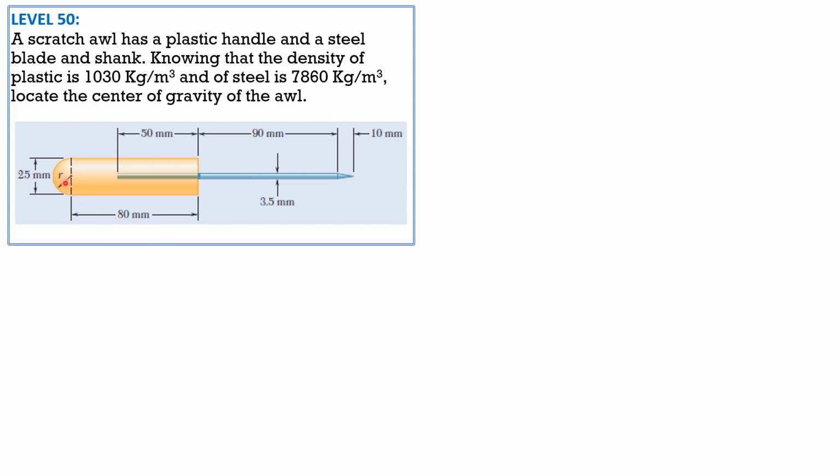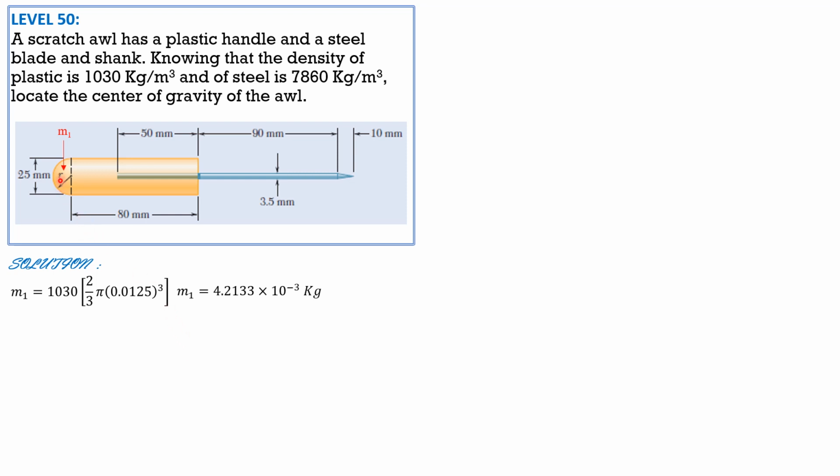So call the mass here as M1, and the mass is density times volume. This is a hemispherical plastic handle, so therefore mass 1 is 1030 times volume 2/3 pi times 0.0125 meter cubed, 12.5 mm or 0.0125 meter. So M1 is 1030 times 2/3 pi times 0.0125 meter cubed. So that would be in kilogram, and that is equal to 4.2133 times 10 to the negative 3 kilogram.